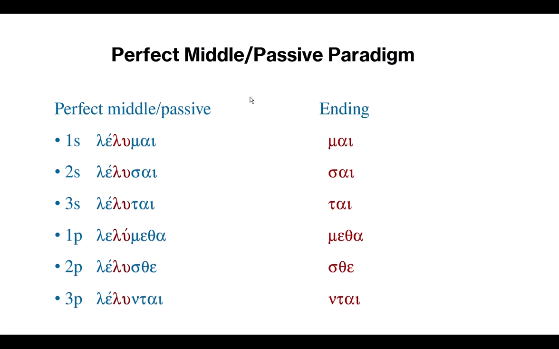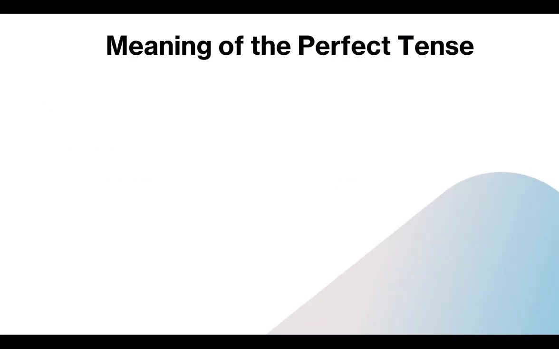The perfect middle passive is a little unusual, but it's very straightforward. It's not hard to figure out. You got the reduplication, and you have the primary middle passive endings.